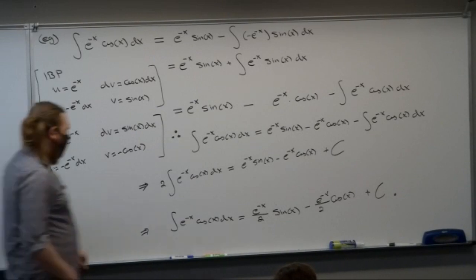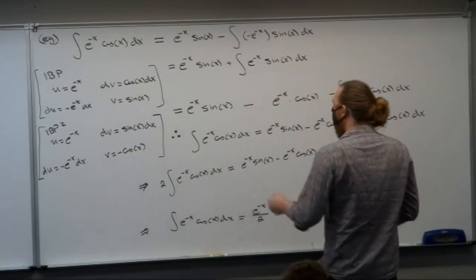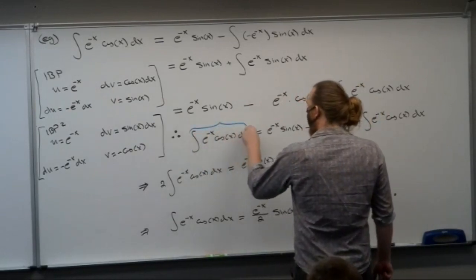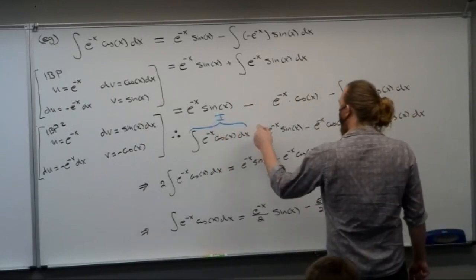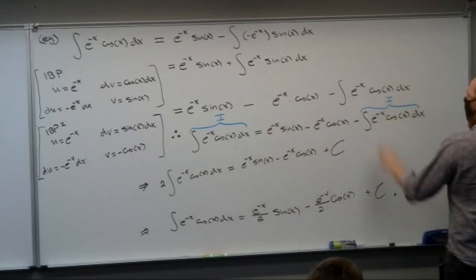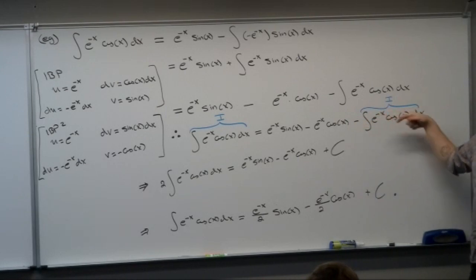If your brain feels like it's melting, here's the thing to do. Come back to this line and label this integral as I everywhere it shows up. Then solve the equation for I. But I equals e to the negative x sine x minus e to the negative x cos x minus I. You add I to both sides, you get 2I equals e to the negative x sine x minus e to the negative x cos x.